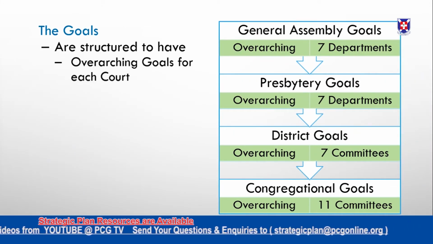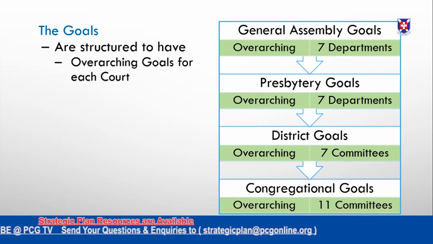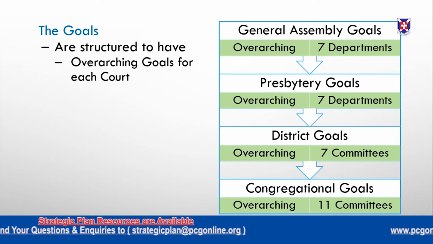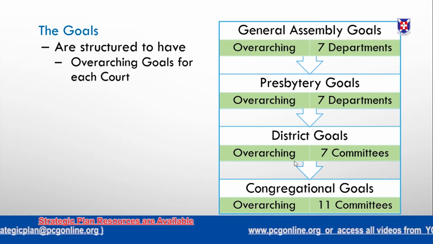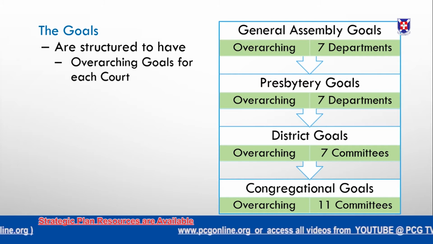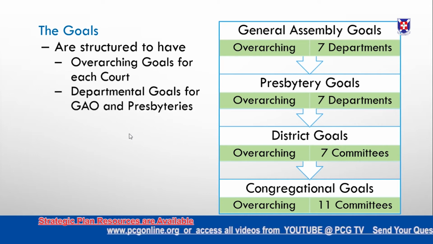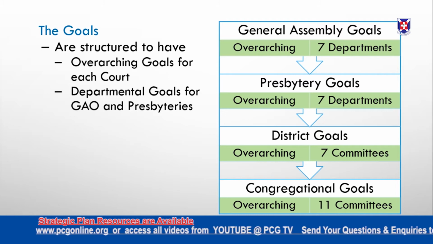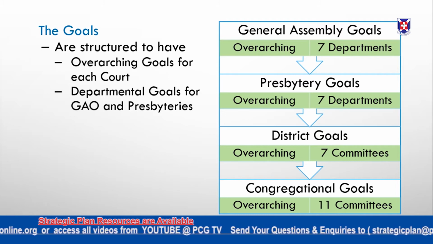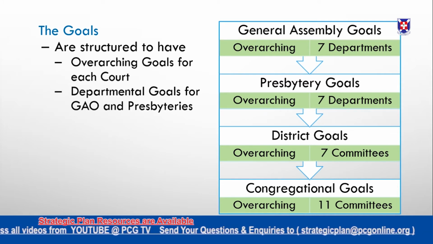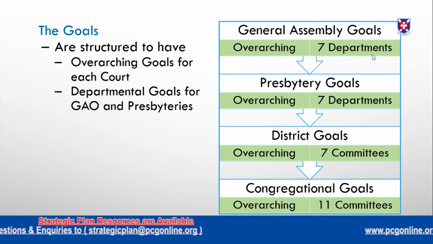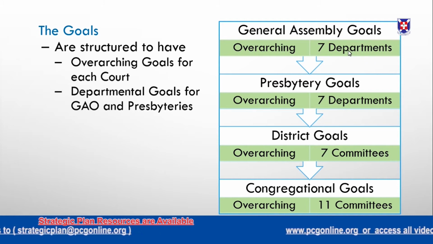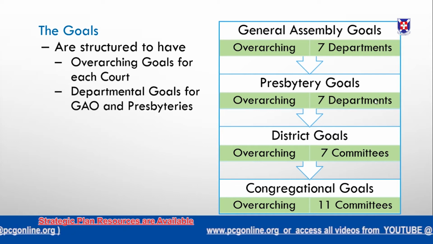Now, the goals have been structured to have, first of all, overarching goals for each of the courts. So the General Assembly has overarching goals, Presbytery has overarching goals, District has overarching goals, and the congregation has overarching goals. And then, in addition to the overarching goals, there are what we call the departmental goals for each of the GAO and Presbytery levels. So you see that at the GAO level, there's one group of goals called overarching, and then there are 7 groups of goals called departmental goals. And these are goals for each of the departments under the GAO. The same thing happens at the Presbytery.